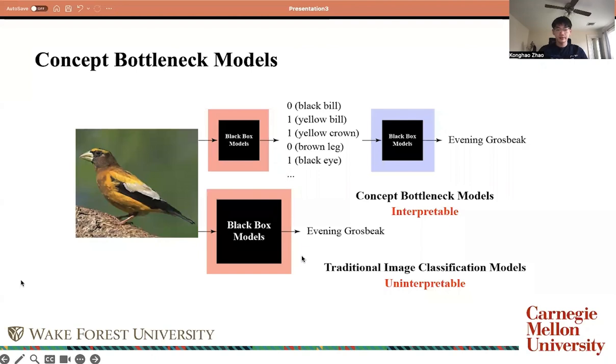What is a concept bottleneck model? Compared to traditional image classification models, the concept bottleneck model improves the interpretability of deep neural networks by predicting a set of high-level concepts in the intermediate layer that are understandable by a human, and outputting those concepts to a model to perform the classification.